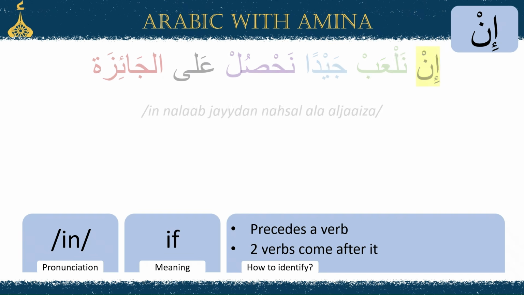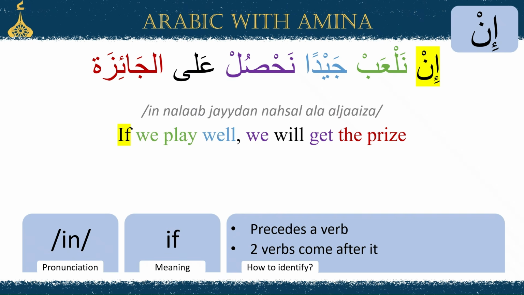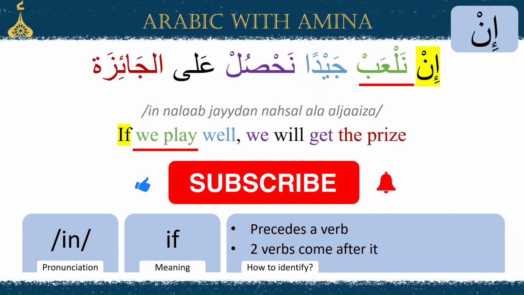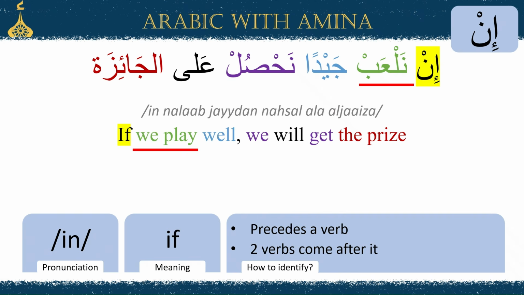إن نلعب جيدا نحصل على الجائزة. If we play well, we will get the prize. So let's work on our methods of identifying that this is in if we didn't know. The word after it is a verb, and so it's either an or in. However, as we can see, we have the verb نلعب, we play. However, there is another verb which fulfills the meaning of the sentence, and that is نحصل, or we will get. So that is how we identify in.